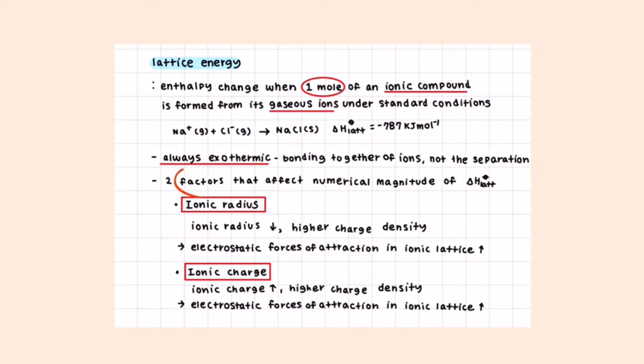Next, let's talk about the factors that affect the numerical magnitude of lattice energy. Ionic radius and ionic charge are the two factors. When ionic radius decreases, in other words, when the ions get smaller, ions have a high charge density. This increases the electrostatic forces of attraction in the ionic lattice. Bonds between ions are really strong, forming a stable compound. Therefore, it releases a lot of energy. When ionic charge increases, ions have a high charge density. Again, electrostatic forces of attraction in the ionic lattice increase, releasing a lot of energy when bonds are formed.